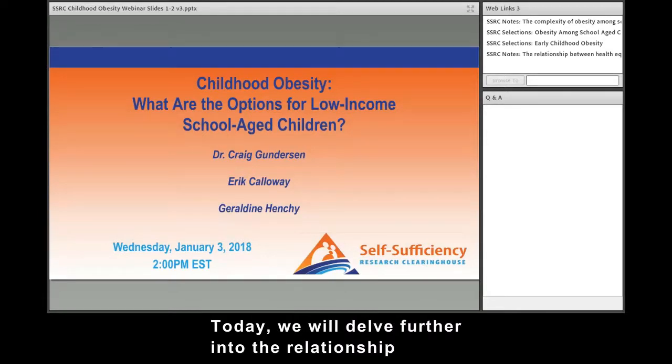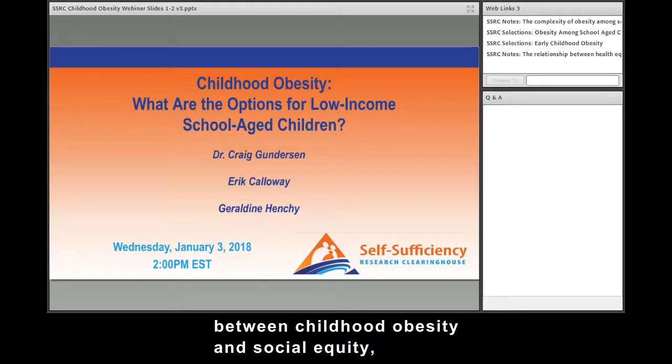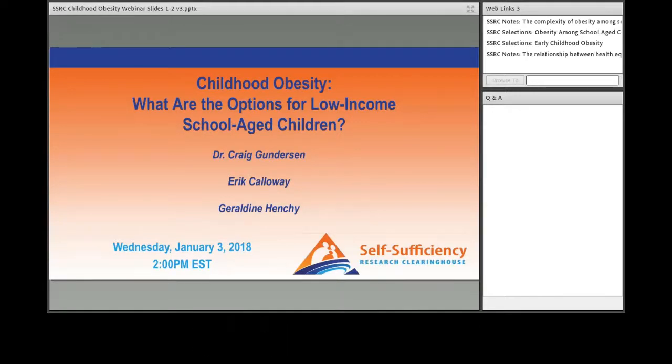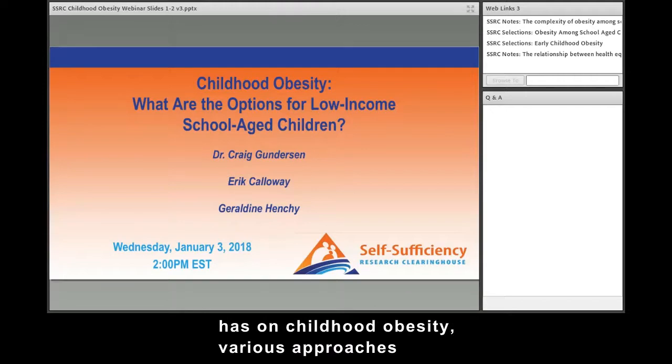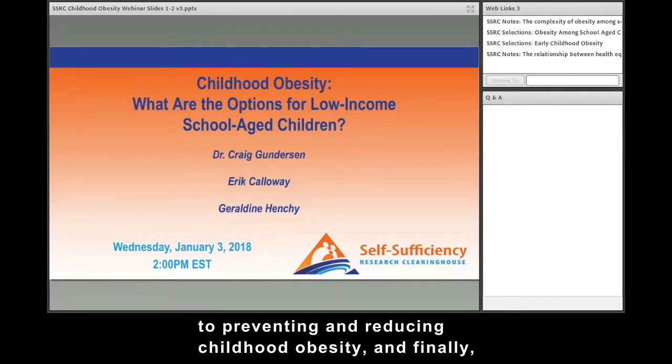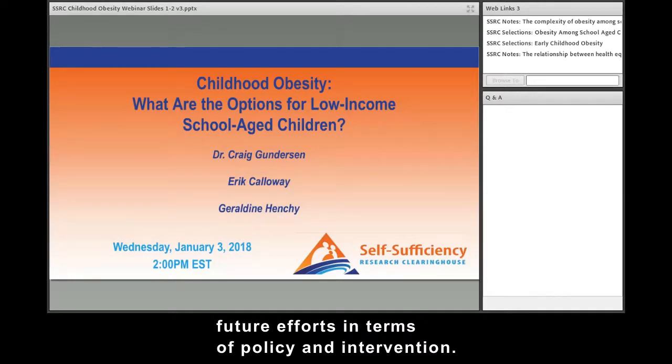Today, we will delve further into the relationship between childhood obesity and social equity, discussing the effect a family's socioeconomic status has on child obesity, various approaches to preventing and reducing childhood obesity, and finally, future efforts in terms of policy and intervention.